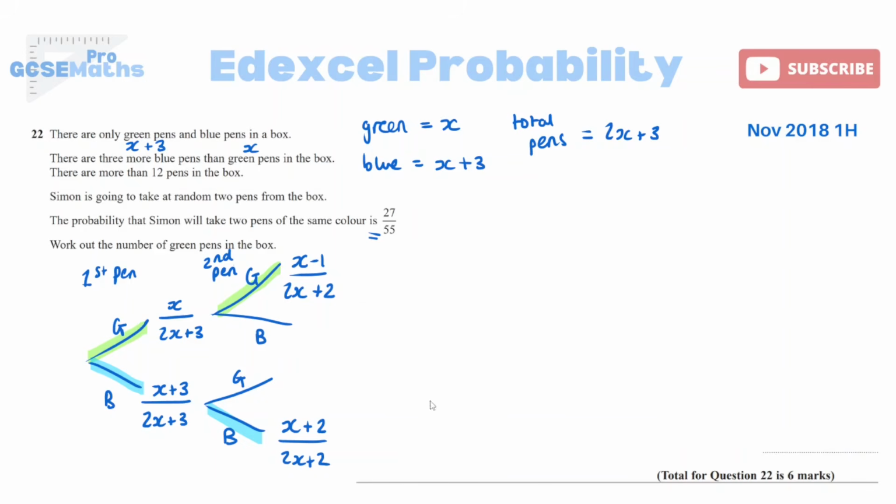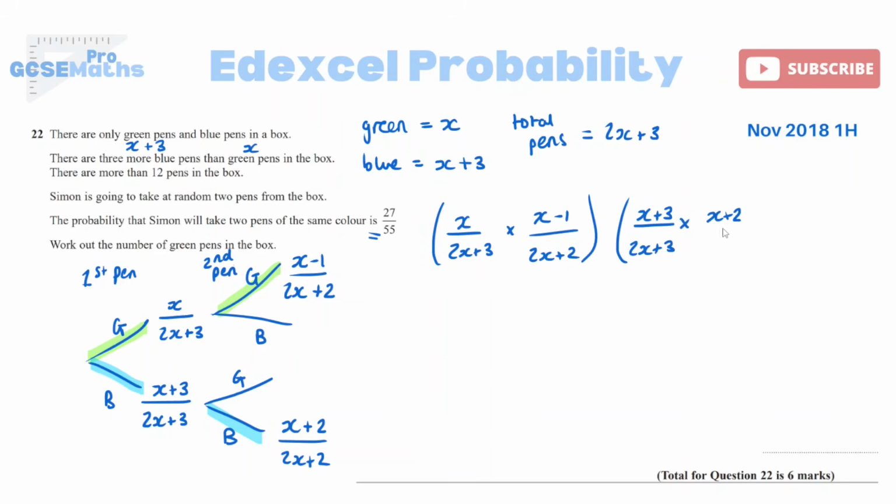Now, this is going to be a massive equation to write out. As I said, you would multiply between the branches. So to get both green pens, it would be x over 2x plus 3 multiplied by x minus 1 over 2x plus 2. That's the probability of getting both greens. The probability of getting both blues is x plus 3 over 2x plus 3 multiplied by x plus 2 over 2x plus 2. Now, the probability of picking two pens of the same colour is either of those, so we add them because that's the OR rule, and that is what equals 27 over 55.